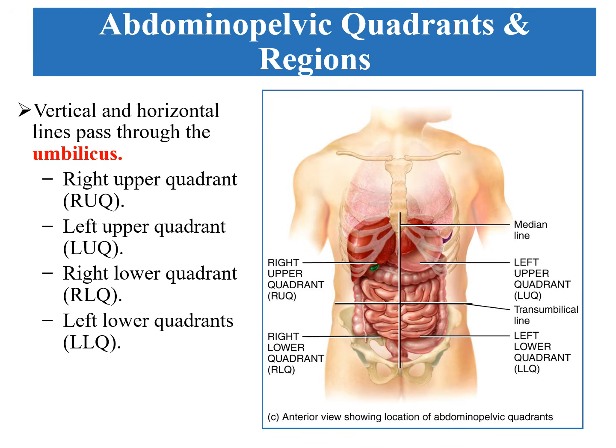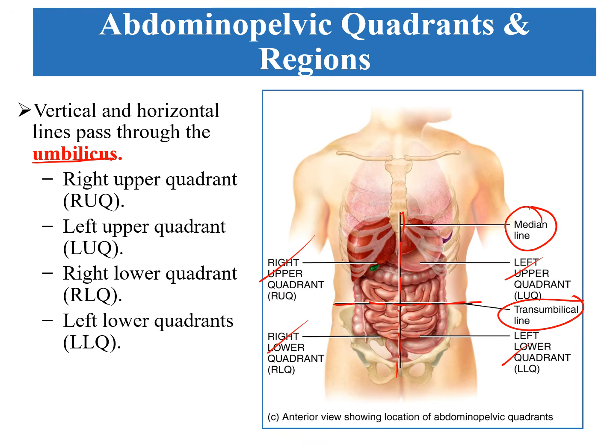The abdominopelvic cavity is divided into 4 quadrants by 2 imaginary lines that pass through the umbilicus. The first imaginary line is a vertical line that passes through the umbilicus, and this is known as the median line. The second imaginary line is the horizontal line that passes through the umbilicus, and this one is known as the transumbilical line. These 2 lines divide the abdominopelvic cavity into 4 quadrants: the right upper quadrant, the right lower quadrant, the left upper quadrant, and the left lower quadrant.